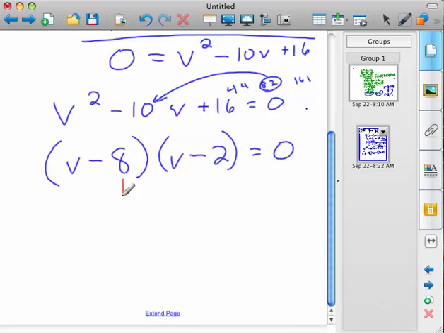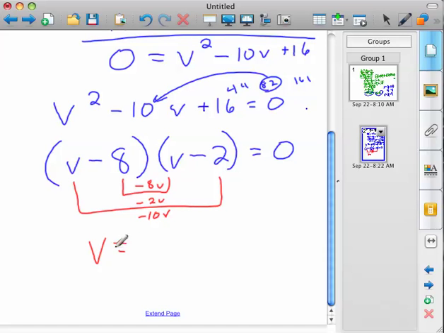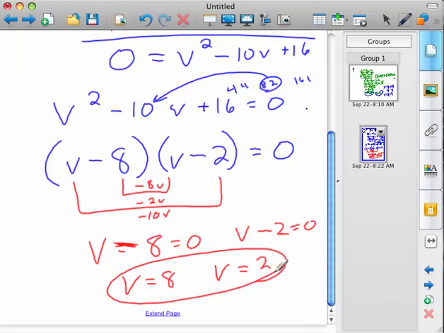Like I showed you, check the middle: 2, negative 8v, and the outside: 2, negative 2v. And that's negative 10v, which is what we wanted. So v minus 8 equals 0, or v minus 2 equals 0. Last step, you set them to 0. One of those two has to be 0 to make 0. So v would equal 8, or v would equal 2. And you've got your two answers.